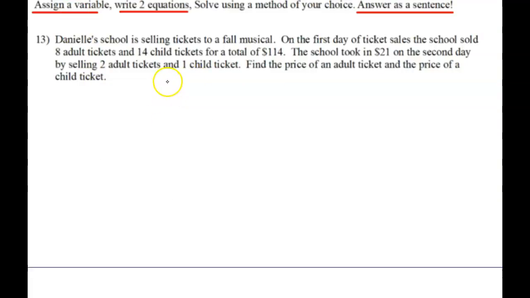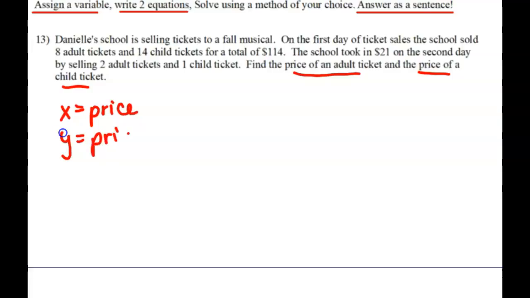Danielle's school is selling tickets to a fall musical on the first day, and so on. Find the price of an adult and the price of a student ticket, child ticket. So you're going to write X equals price, and it literally has blanks where you have to tell me this. Price of adult ticket and price of child ticket. Please do not write adult, child. Tell me what it's actually looking for. Is it the price? Remember how in Delta Math you had to pick the right one? You can't just randomly choose, it could be the price, the amount, the color, the weight, whatever.